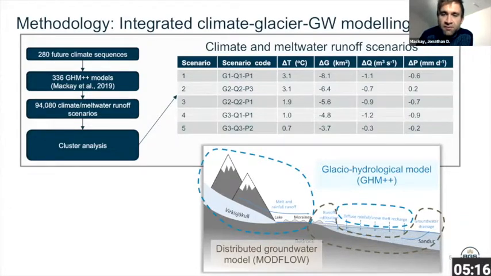And those scenarios are made up of different temperature changes, different changes in glacier retreat, different meltwater runoff inputs from the glacier, and different precipitation inputs over the sander. So they try and take into account these different combinations of characteristics that will drive changes in groundwater dynamics in the sander. So next slide, please.